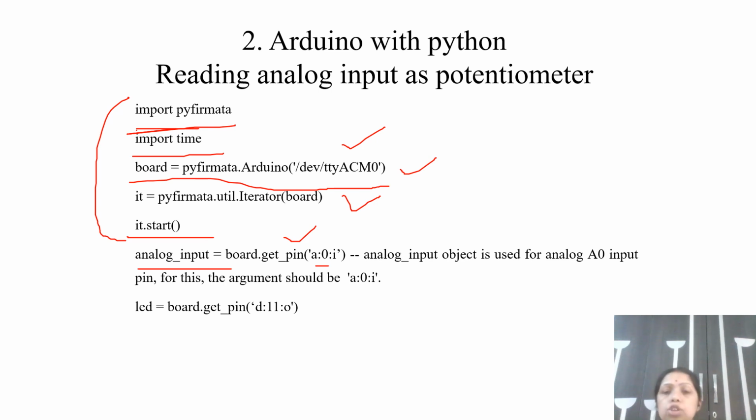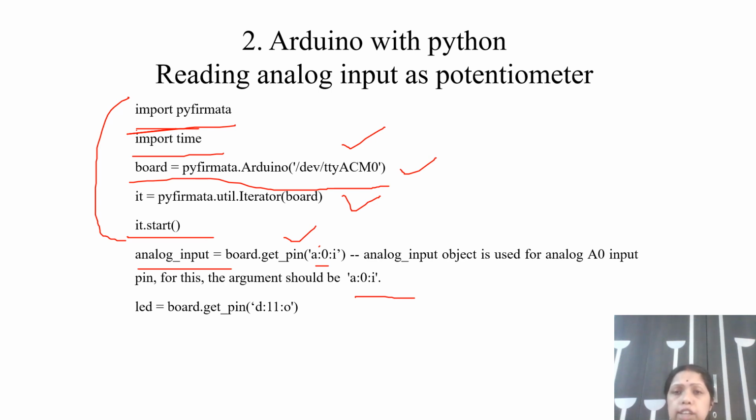So the analog input object is used for connecting the analog input. The configuration is like that: a colon 0 colon i, because the analog pin will act as the input pin. Next, the LED pin will act as a digital pin, or output pin.